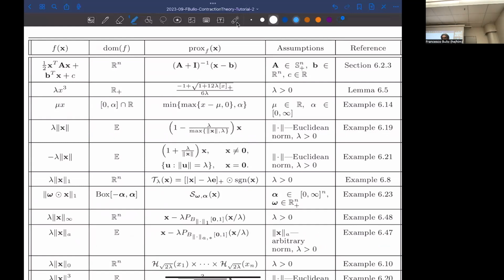There is a table. There's a table of functions. The notation I use is slightly different, so I apologize with respect to Beck. This is the function G, and this is its proximal operator. And so you can read the book and find. You may ask yourself the question, Francesco, how do I solve that little optimization problem to compute the proximal operator of a function? And the answer is certainly you can do it by hand. It's a very useful exercise.